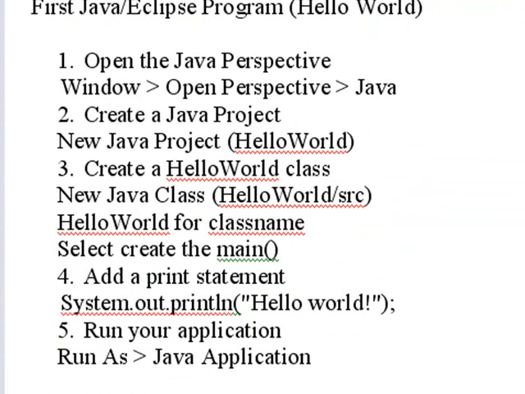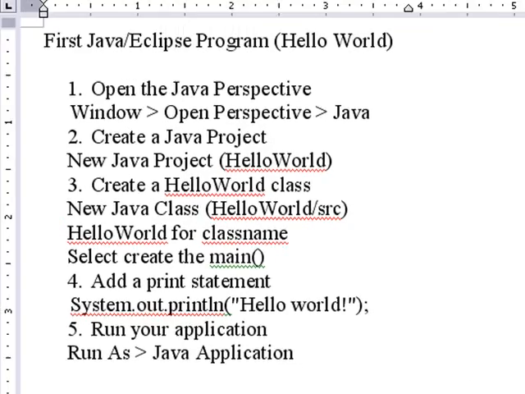Now we're going to write a very simple Java program to get you used to Eclipse environment. And there's 5 steps here. It's the Hello World program, and the first step we're going to open the Java perspective, which we're already in. The second step we're going to create a project which we've already done called Hello World. And the third step we're going to create a Hello World class. The fourth step we're going to add a print statement, and the fifth step we're going to run that Java program. So let's go to the next step.